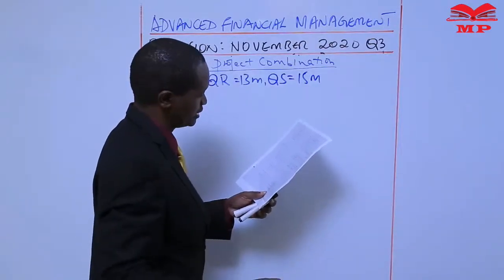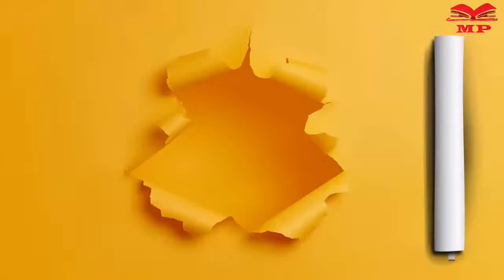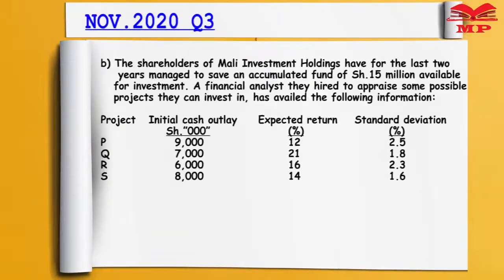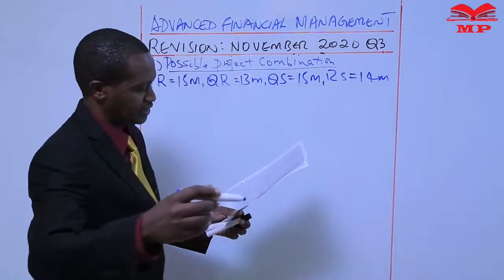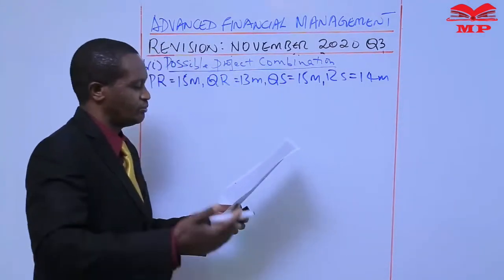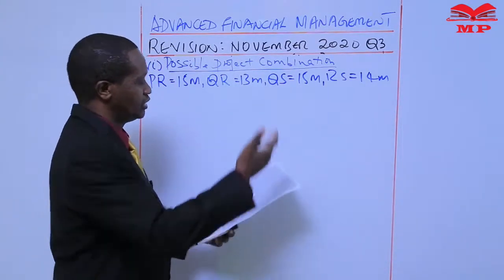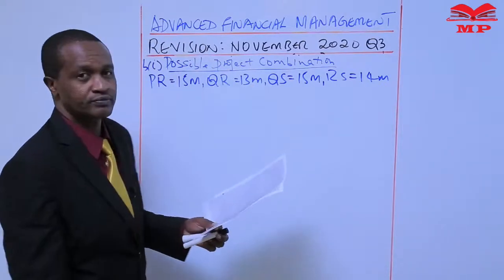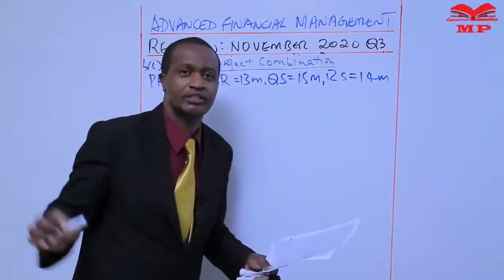Then lastly, we can combine project R and project S. 6 million plus 8 million is equal to 14 million. Those are the possible project pair combinations. We have it right there. Now that's the starting point.